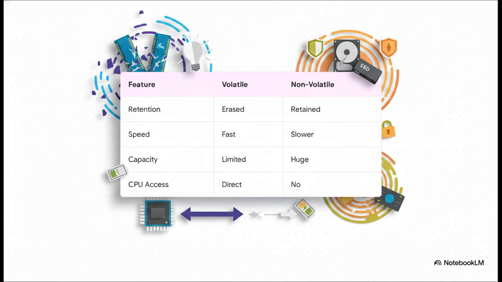Secondary memory, like your hard disk drives or solid-state drives, is non-volatile. It safely retains your data even when the system is totally shut down. Also, notice the CPU access here. Primary memory is directly accessible by the processor, but secondary memory is not.